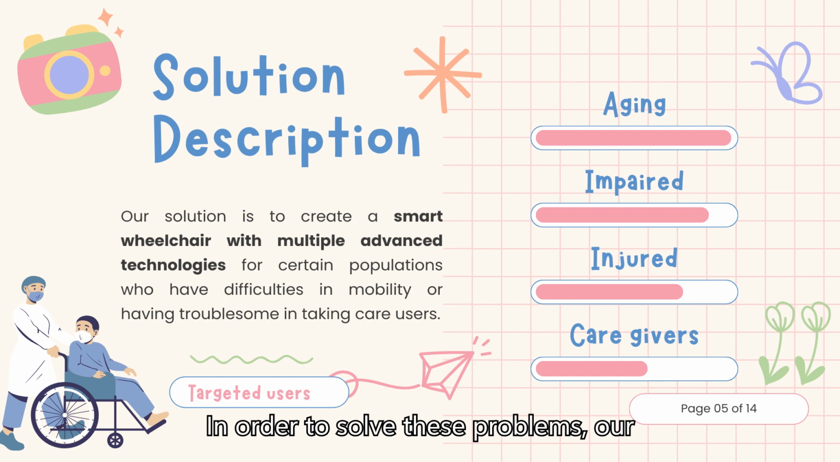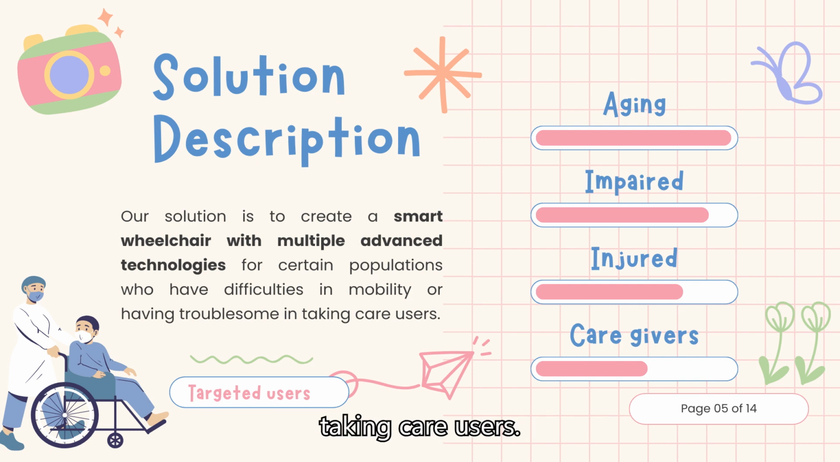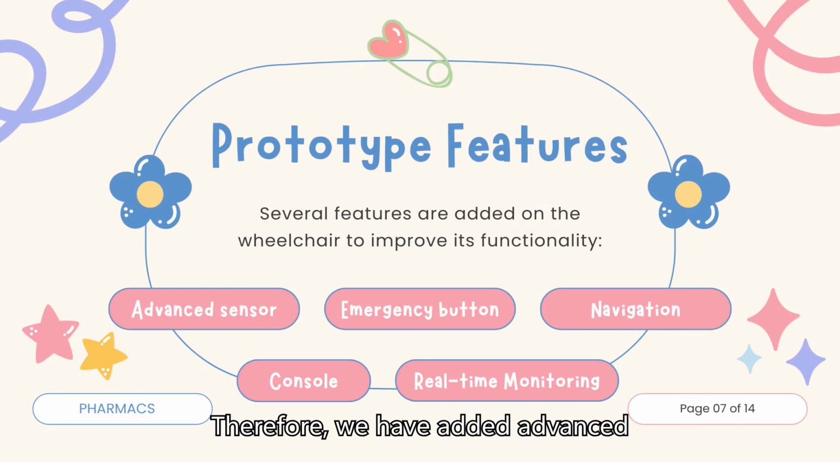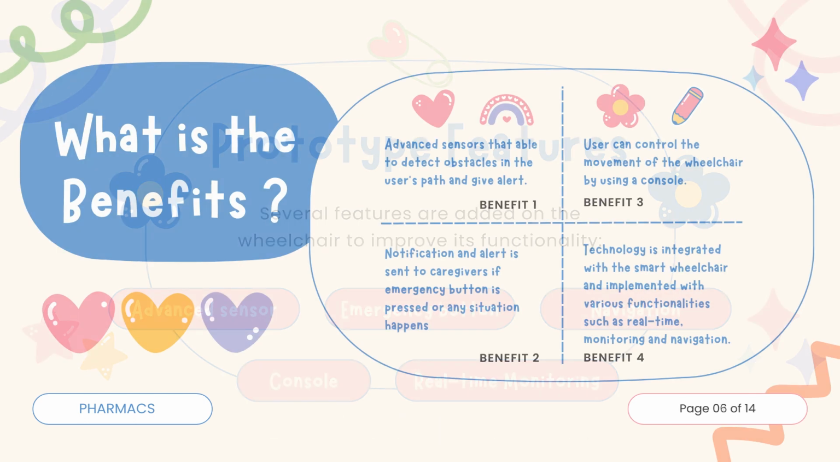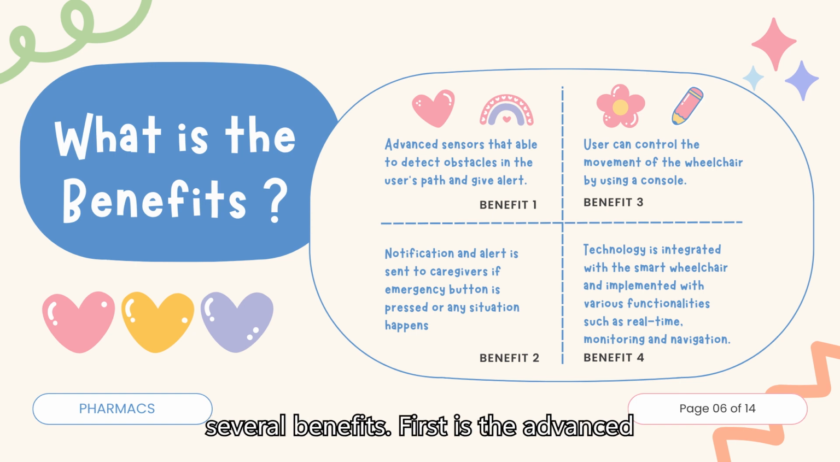In order to solve these problems, our solution is to create a smart wheelchair with multiple advanced technologies for certain populations who have difficulties in mobility or have trouble taking care of users. Therefore, we have added advanced sensors, an emergency button, navigation, a console, and real-time monitoring. We would like to say this because it has several benefits.